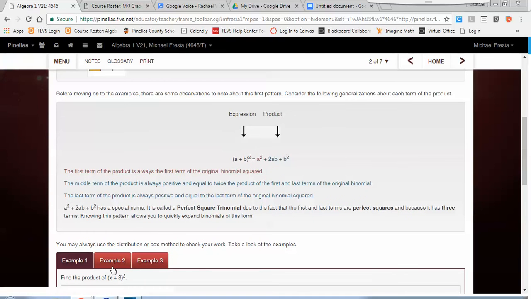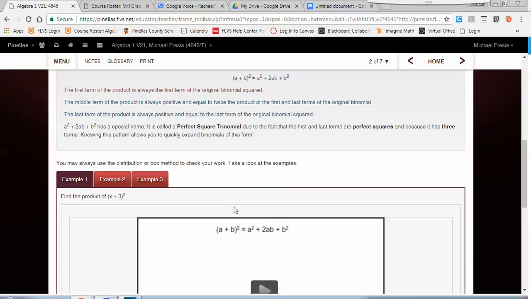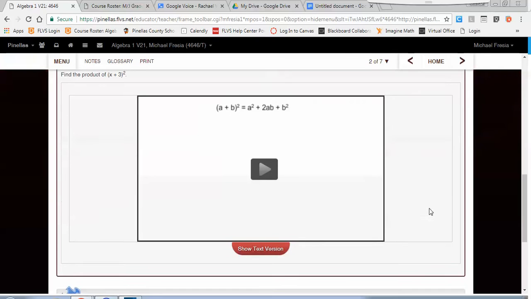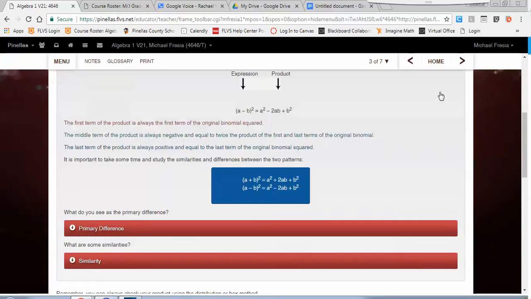So when you have something like this, 3x plus 3 squared, it's going to be a pattern. X squared plus 6x plus 9. Something always happens. This gets squared, this times 2, and the last term squared. That's what this problem is. And they go through several examples. Hopefully you're watching those examples and writing on your notes.